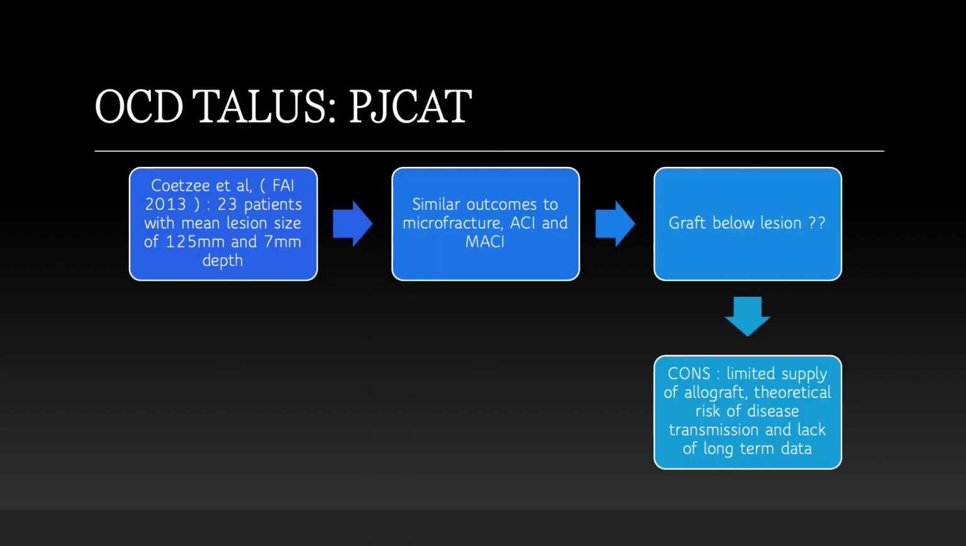Chris Coetzee et al. published in 2013 in FAI a study where they followed 23 patients who had this procedure done. The mean lesion size was 125 millimeters and the mean depth was 7 millimeters. They had similar outcomes to microfracture, ACI, and MACI. However, in the end, they opined that for lesions that required any type of grafting below the lesion, they preferred structural allograft.